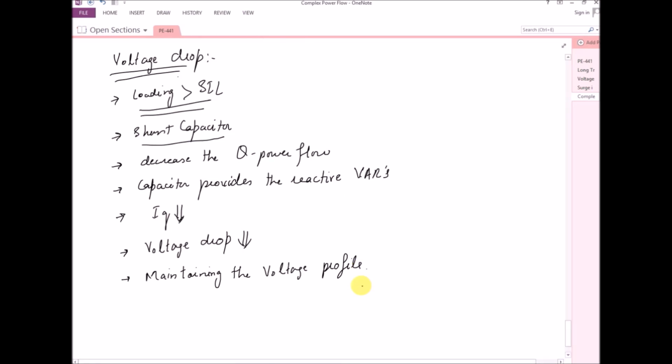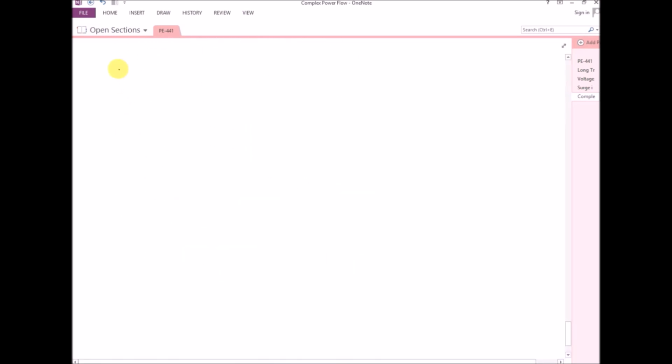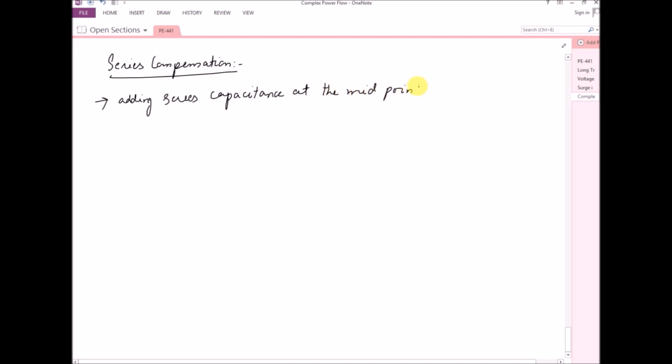The third one is the series capacitor or series compensation. I will write it: series compensation. In this series compensation, we are attaching a capacitor at the midpoint of the transmission line. So we are adding a series capacitance at the midpoint of the transmission line. And what does it do? It increases the stability of the transmission line, and also increases the power transfer capability.